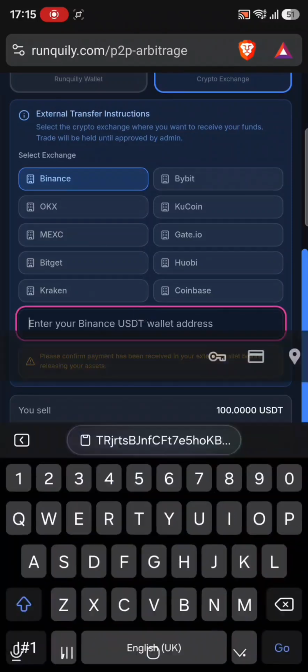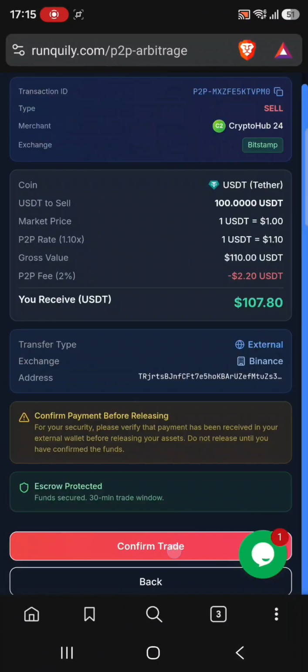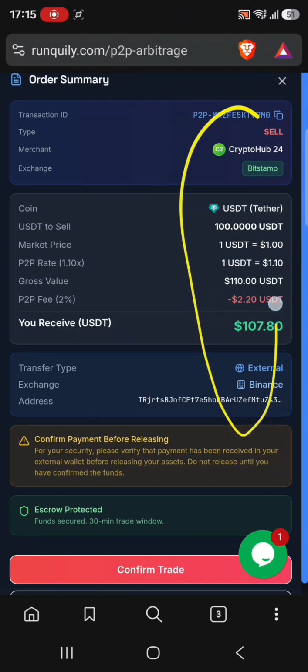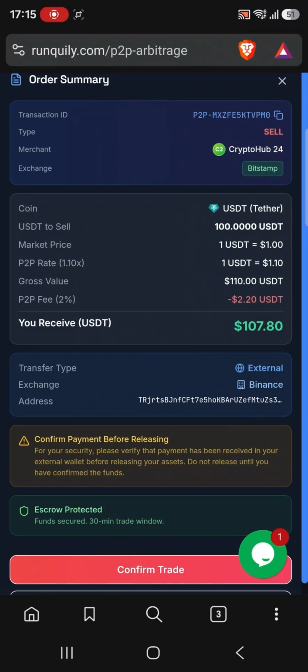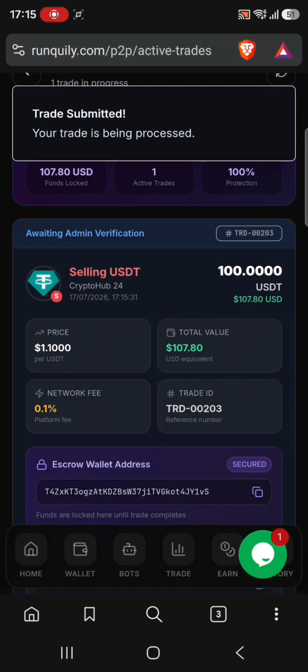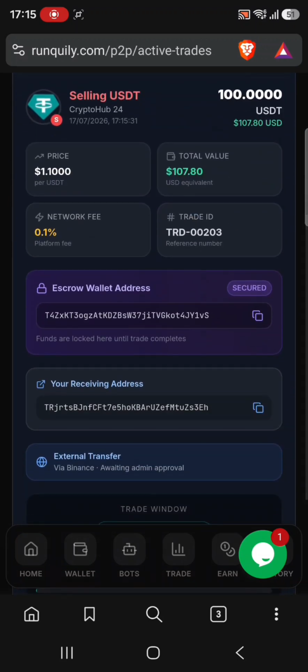So after that, I'll come and paste my Binance address here and review. Then check everything. If everything is correct, then I will process and wait for my profits in my Binance account. So I'm not waiting for my profits in the Ranquilly account. Rather, I'm waiting for my profits in my centralized exchange. So that's how crypto arbitrage trading works.